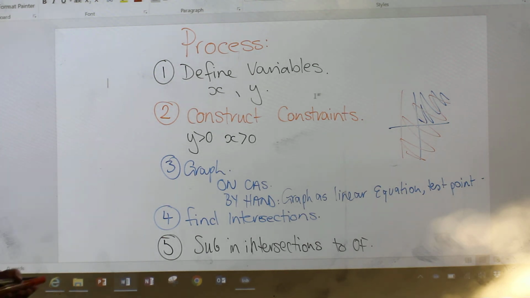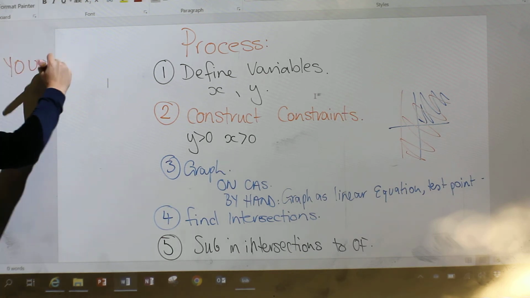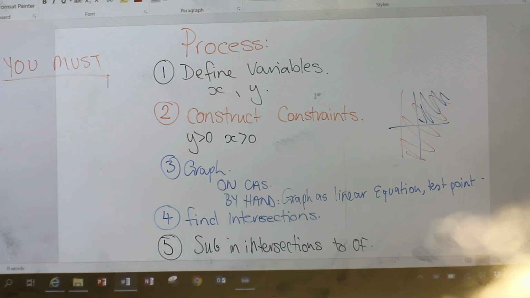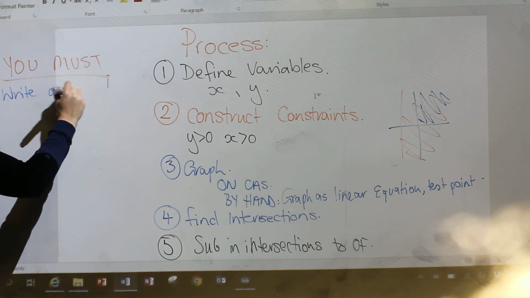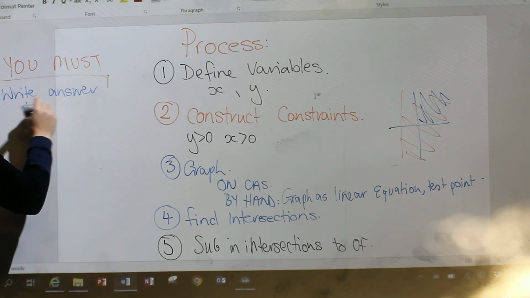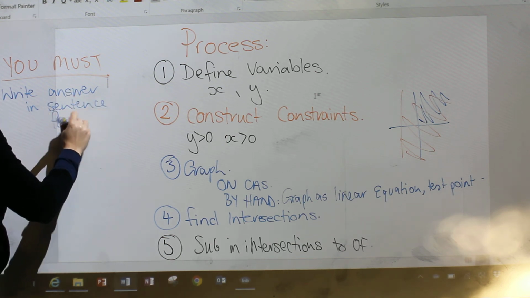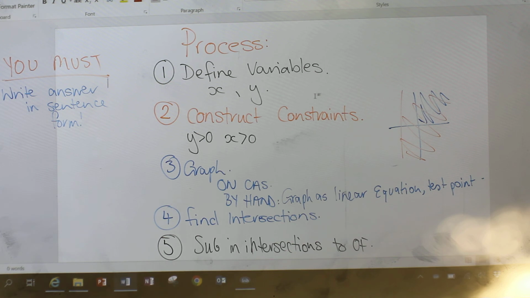And the last thing you must do, if you do not do this, I'll be very disappointed. Write answer in sentence form. Okay, you must write it in a sentence form. You have to. There's no question about it. All right, and that will get you to where you need to be. All good.